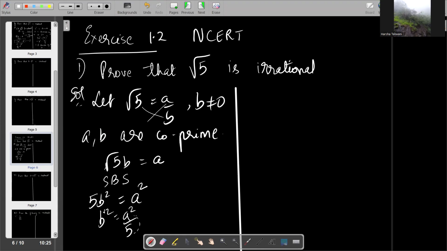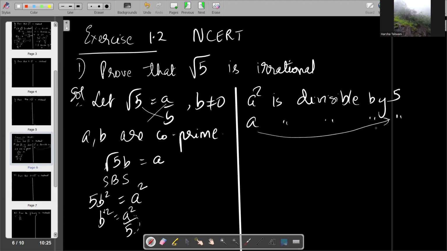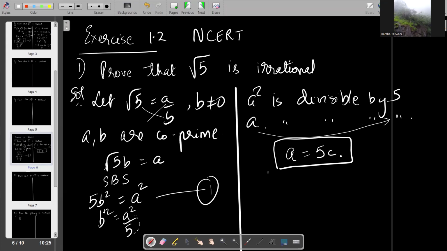Oi, a square is divisible by 5. That means that a is also divisible by 5. Now, if a is divisible by 5, is it wrong for me to assume that it is a multiple of 5? If some number is divisible by 5, then it is a multiple of 5, right? So some 5c I'll put. Okay, let us substitute in the first equation.